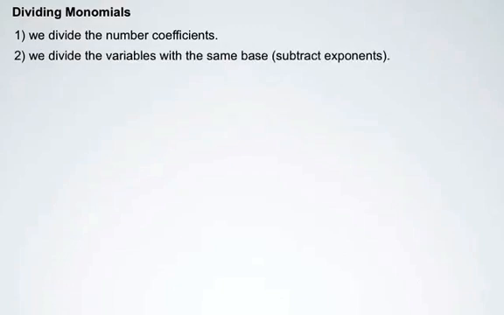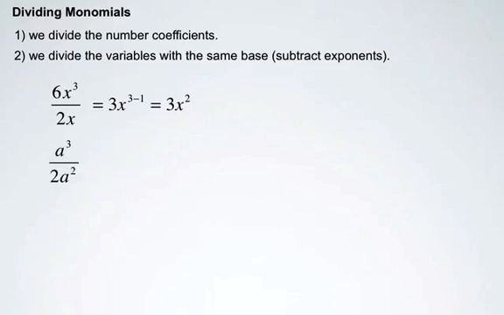Now let's move on to dividing monomials. So we're going to divide the number coefficients, and we're going to use the law for dividing powers, which means we're going to subtract exponents for the variable part. So 6x cubed divided by 2x. 6 divided by 2 is 3, and for the variable we're going to do 3 minus 1 in our exponent to give us 3x squared.